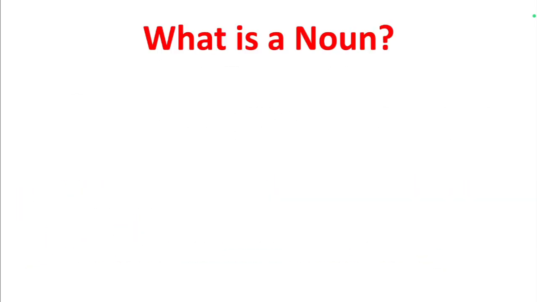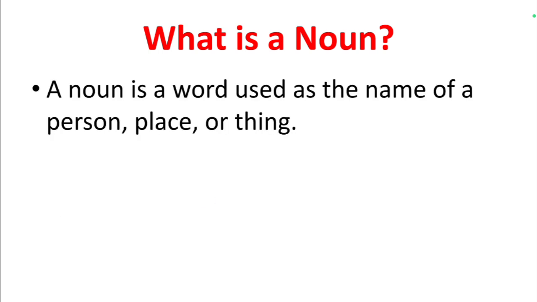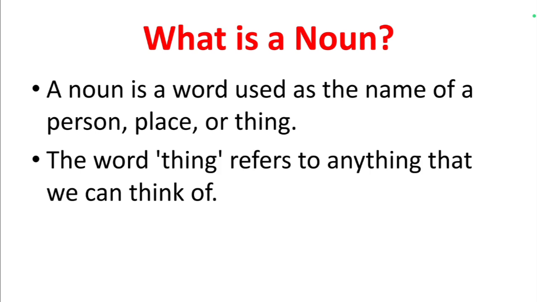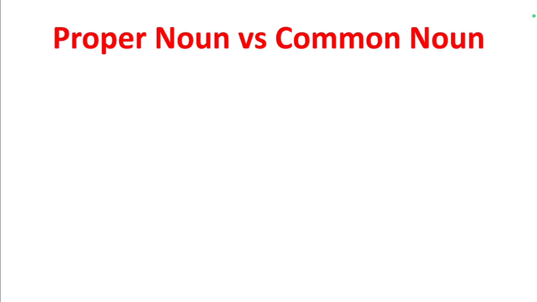So now let's start. As we know, a noun is a word used as the name of a person, place or thing. The word thing refers to anything that you can think of, and that is called a noun. Let's move on to the types of noun. So we know proper noun versus common noun.